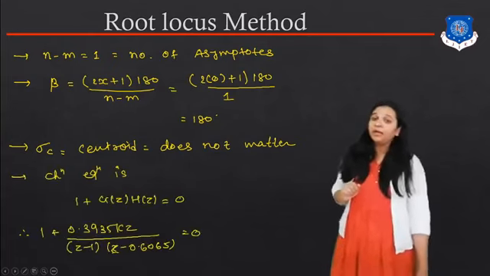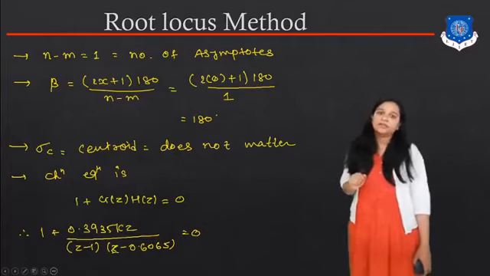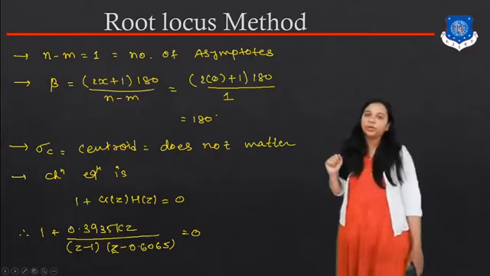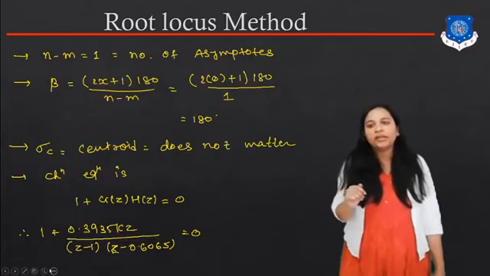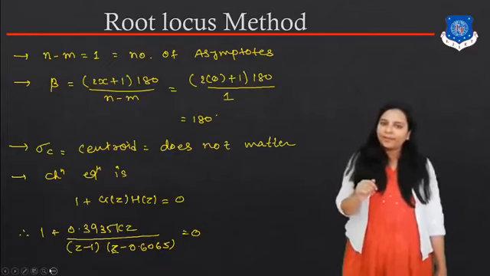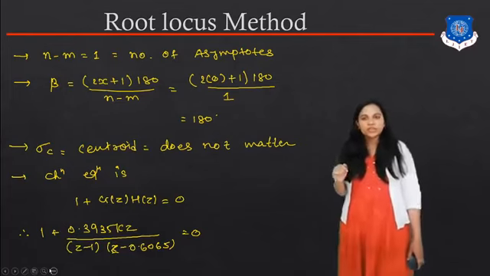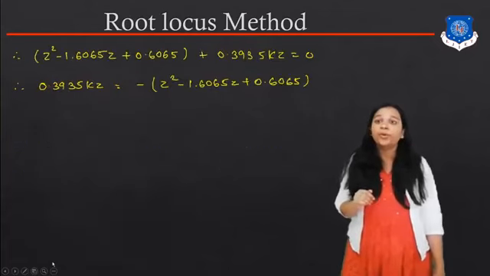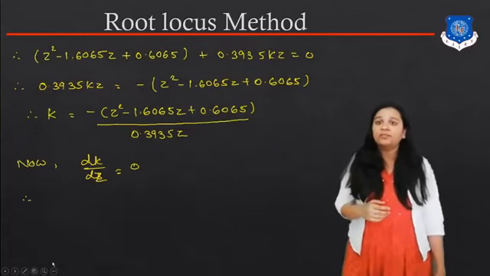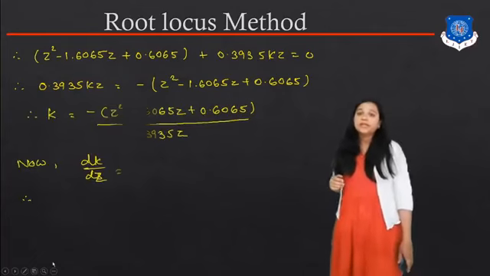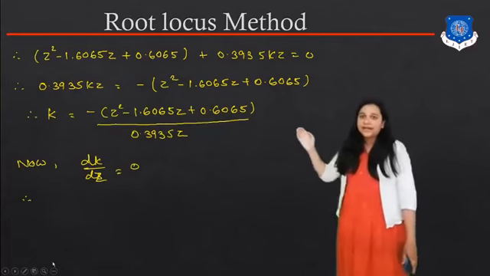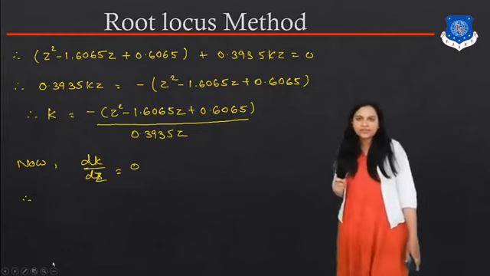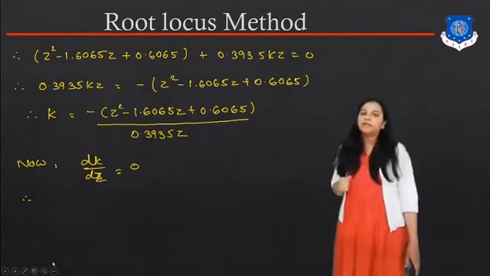Now the next one is the characteristic equation, it is 1 plus G(z)H(z) equal to 0. So 1 plus 0.3935 Kz upon (z minus 1)(z minus 0.6065) is equal to 0. Simplify this equation, put K as the subject and we can get K is equal to minus (z square minus 1.6065 z plus 0.6065) upon 0.3935 z.